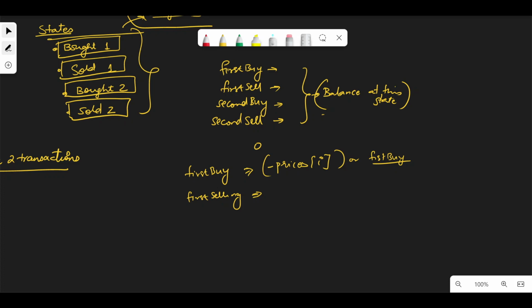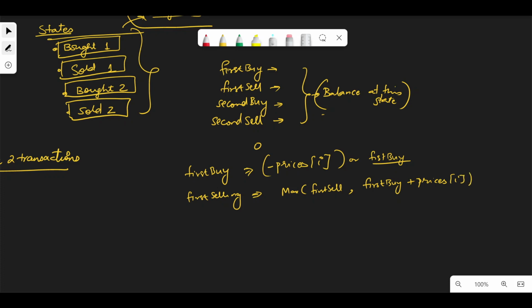I bought on some previous day and that's it. Then first sell. Again similarly, first sell, you will either continue the same value, whatever you had, or there is a state where you have bought something and now you're trying to sell it. So if you're selling it today, that means whatever your first buy is plus prices of i.